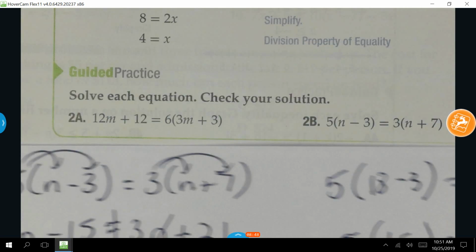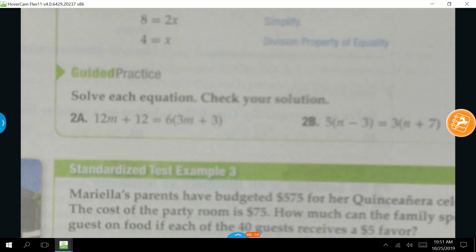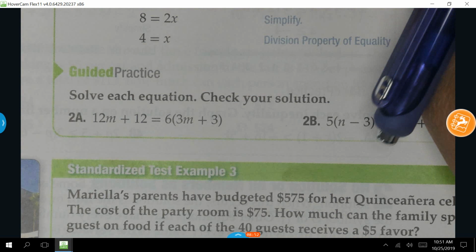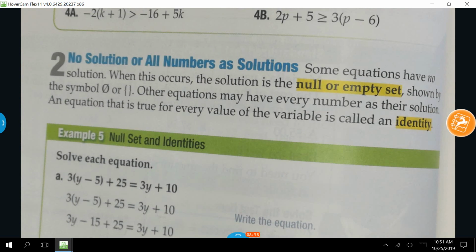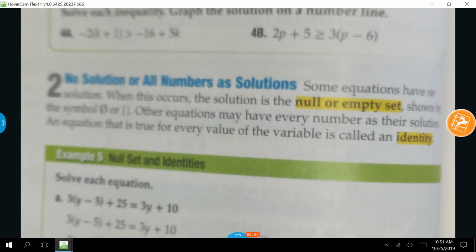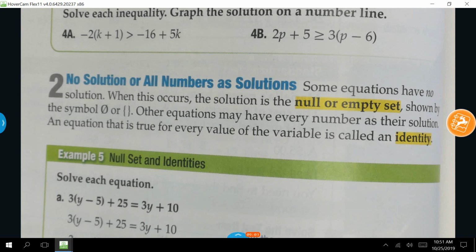But we're going to get into some of my favorite things. They're special cases. Let me get to it. There we go. Some equations have no solution. Nothing works. When this occurs, the solution is the null or empty set, or you can do the 0 with a line through it. Or you can just put no solution.